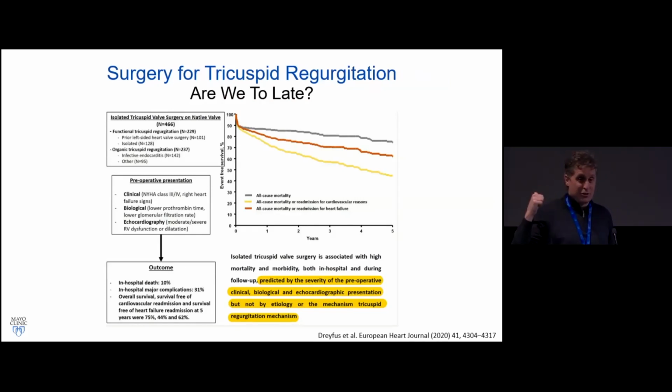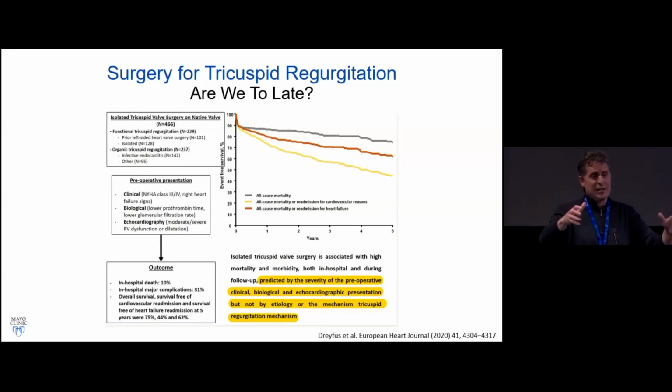And actually last Thursday, we're sitting in the echo lab and the doc comes in and he says, TR, well, we're going to operate, but the operative mortality for patients is reported at 10%. And the morbidity or in-hospital major complications about 30%. And that's very much predicted by clinical, biologic, echocardiographic parameters. I mean, these patients are NYHA class 3 or 4, or they have elevated prothrombin times because of passive congestion of the liver, or echocardiographically, there's moderate to severe RV dysfunction.